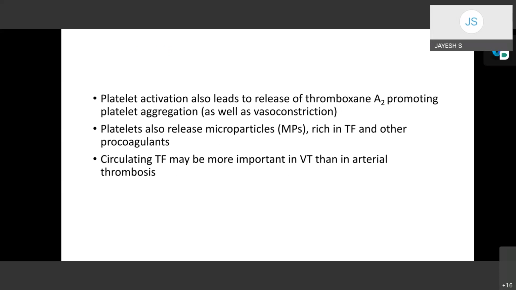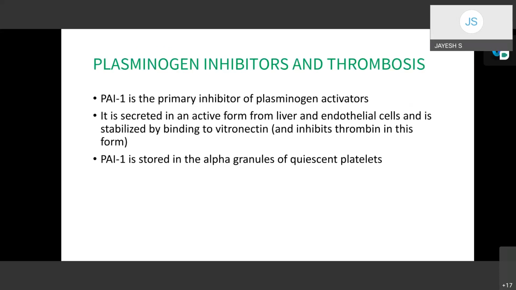Platelets also release microparticles, which are rich in tissue factor and other procoagulants. Circulating tissue factor is more important in venous thrombosis than in arterial thrombosis. Then, the inhibitors of the fibrinolytic pathway: plasminogen activator inhibitor 1 is the primary inhibitor of plasminogen activators. It is secreted in active form from liver and endothelial cells, and this is bound to vitronectin. Plasminogen activator inhibitor 1 is also stored in alpha granules of platelets.